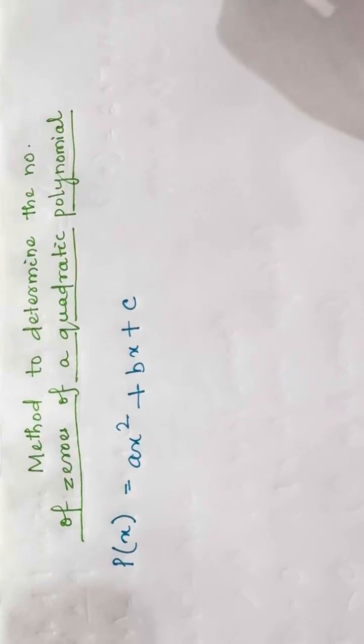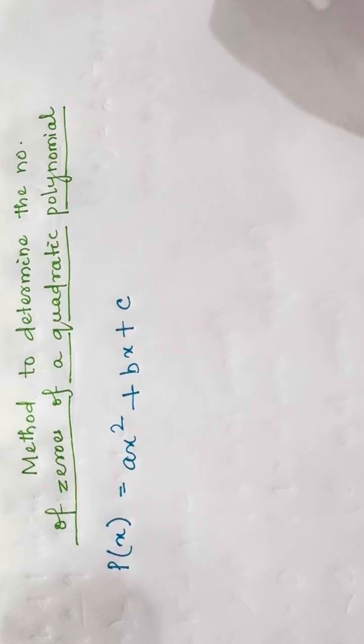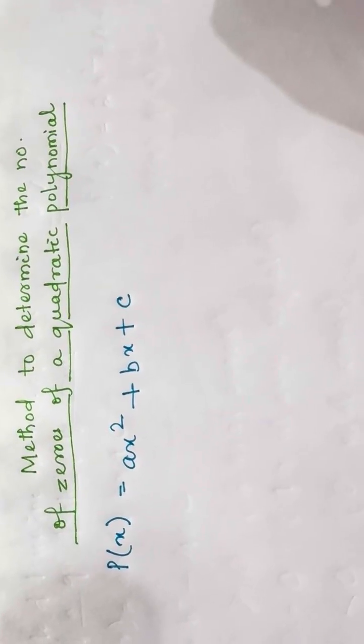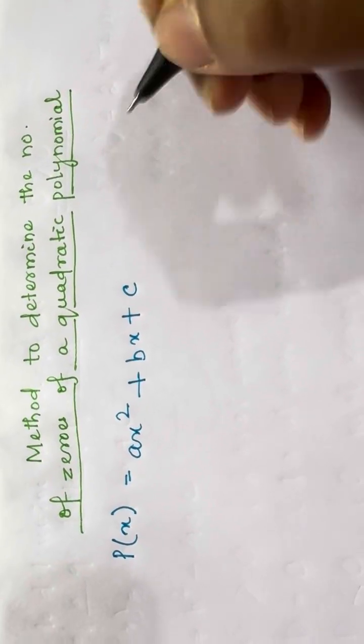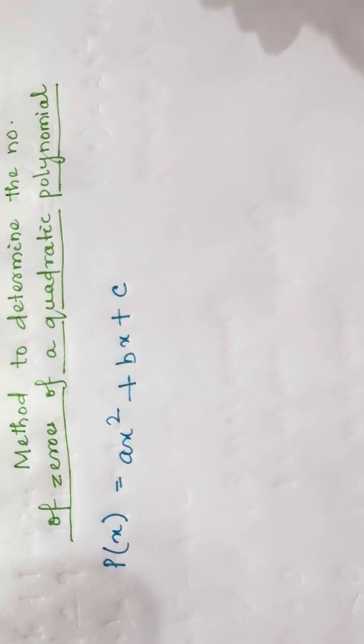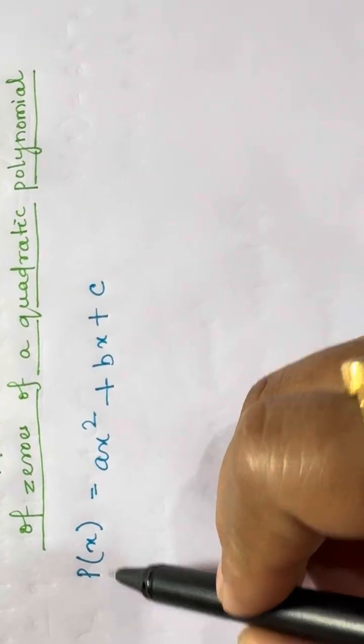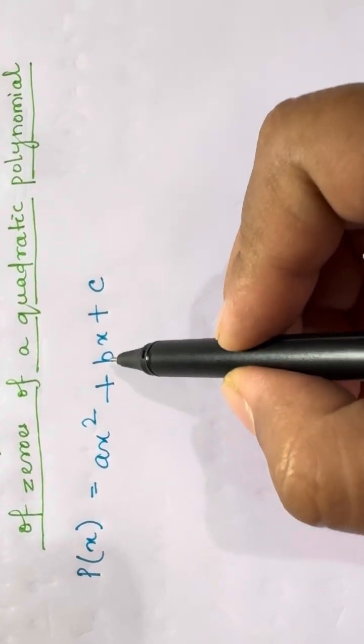Hello children, in this video we'll learn how to determine the number of zeros a quadratic polynomial will be having by taking the help of discriminant. So before knowing what is discriminant, we need to know what is the general form of a quadratic polynomial. That we already know, that is p(x) = ax² + bx + c.